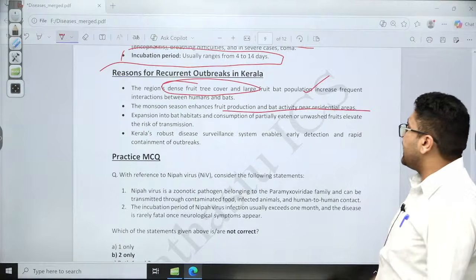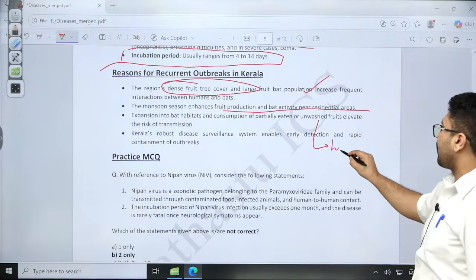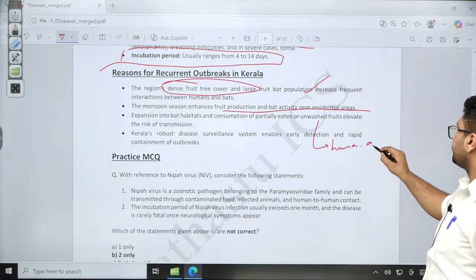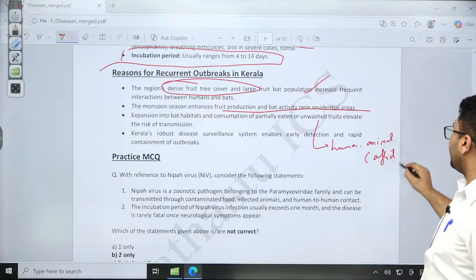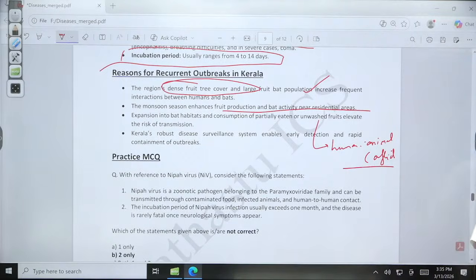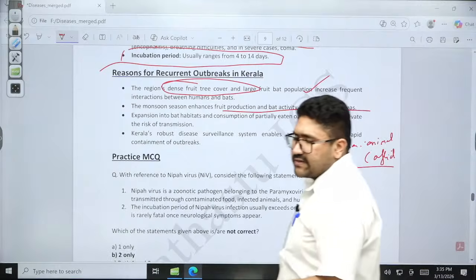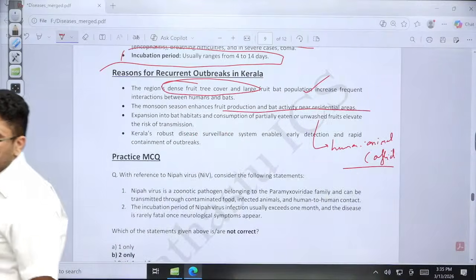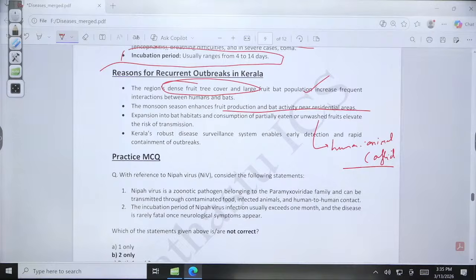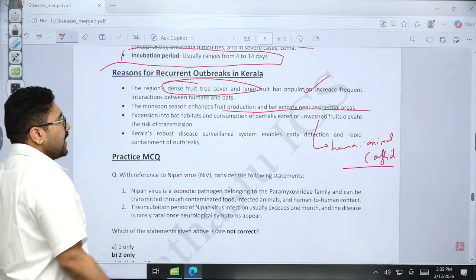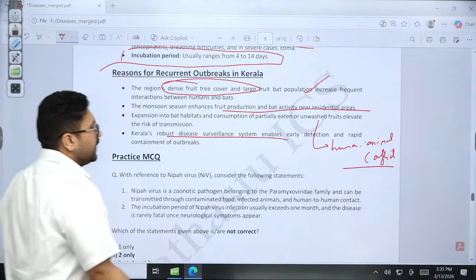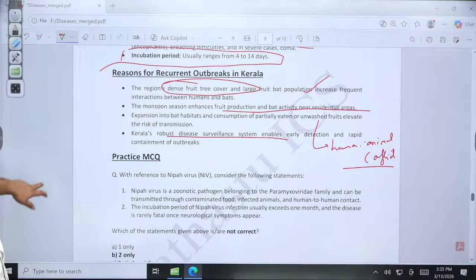Expansion into bat habitats. So this is something known as human-animal conflict, in which, because of urbanization, humans have been entering into the habitats of bats, as a result of which the bats have no option left but to also interfere in the food habits of the humans, causing the spread of Nipah virus. Kerala's robust disease surveillance system enables early detection and rapid containment of outbreaks.